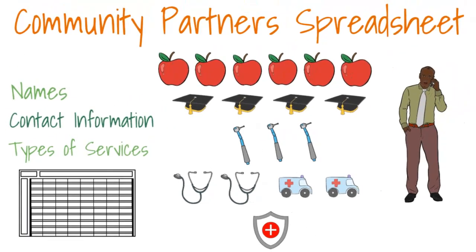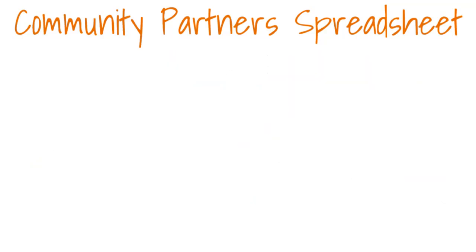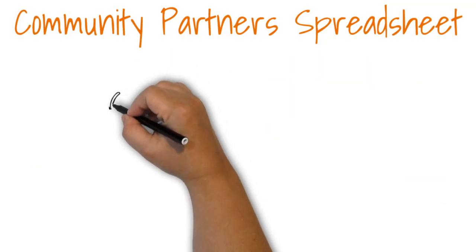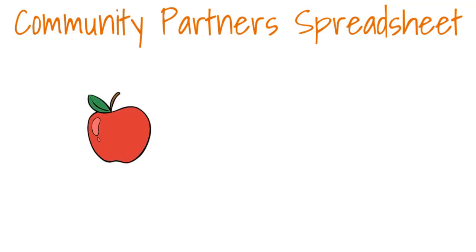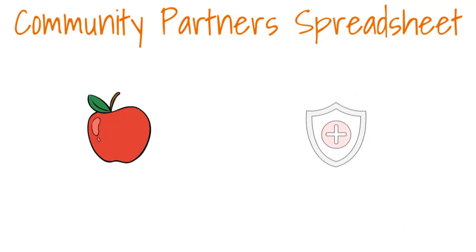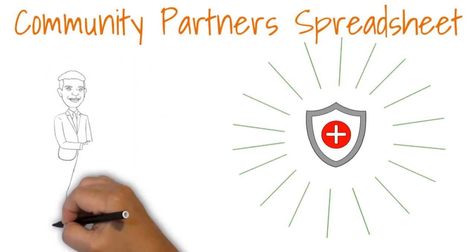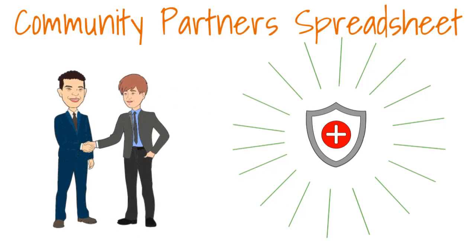reach out to partners when you are in need of services, but it also allows you to see potential gaps in your services. For example, you may discover that you have plenty of partnerships with multiple food banks, but you may not have sufficient partnerships with mental health providers. Completing the Community Partners spreadsheet will enable you to identify the areas in which you need to build or strengthen partnerships to better serve children and families.